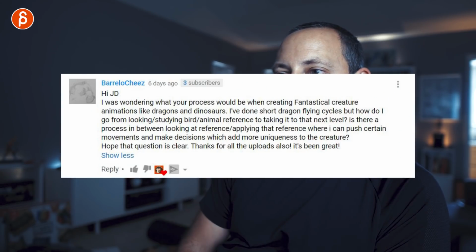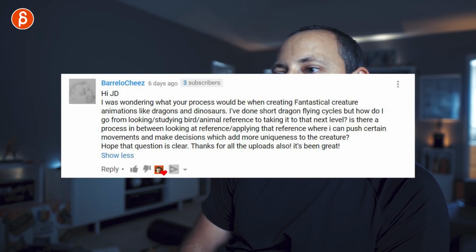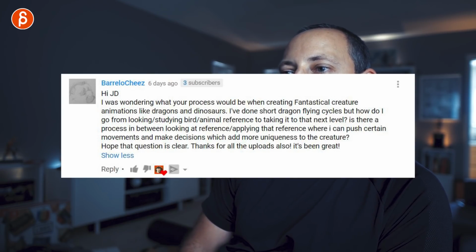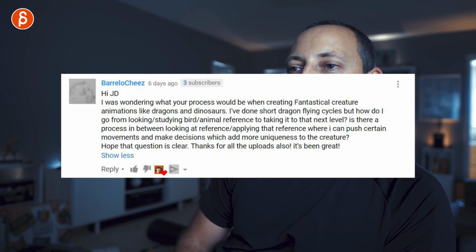So the question is, I was wondering what your process would be when recreating fantastical creature animations like dragons and dinosaurs. I've done short dragon flying cycles, but how do I go from looking, studying bird, animal reference to taking it to that next level? Is there a process in between looking at reference, applying that reference where I can, push certain movements, and make decisions which add more uniqueness to the creature? Hope that question is clear. Thanks for all the uploads. It's been great. Thank you very much.